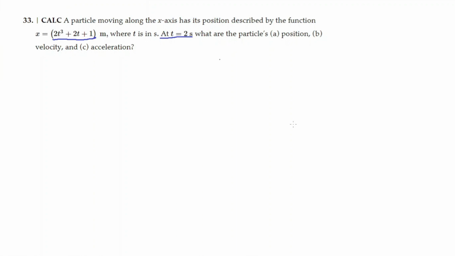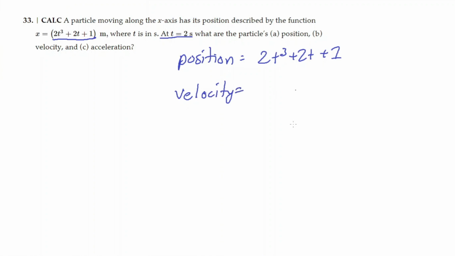So like we talked about before, to find our position, we're going to use 2t cubed plus 2t plus 1. But to find the velocity, it's going to be the derivative of that. We can just use the power rule. That's going to be 6t squared plus 2. And then to find the acceleration, we're going to find the second derivative of the original equation, which is the derivative of velocity, which is going to be 12t. And now all we need to do is plug in t equals 2 to each of these.